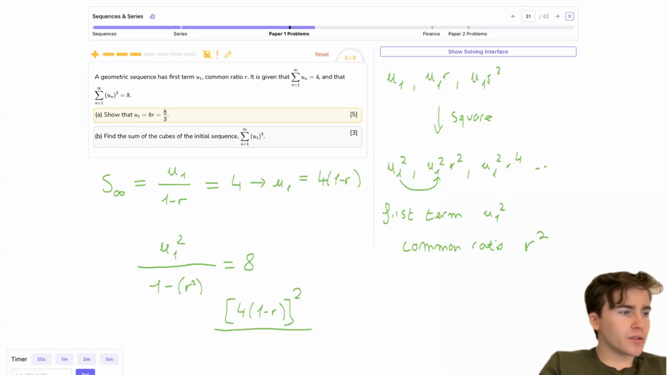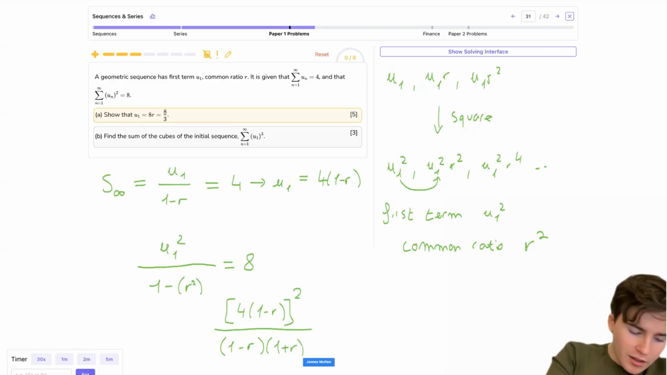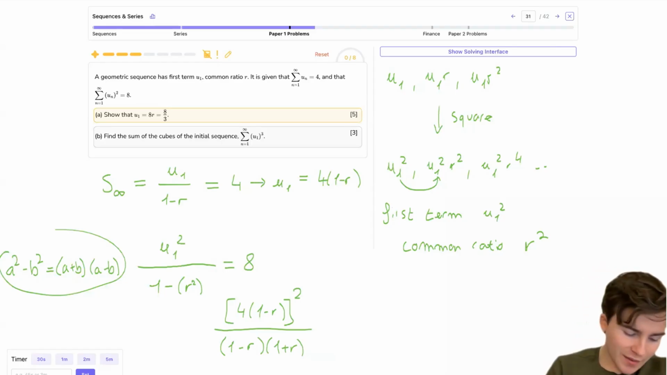And here is sort of the trick. 1 minus r squared is a difference of squares. And a difference of squares, a squared minus b squared, is a minus b times a plus b. So this is 1 minus r times 1 plus r. I'm just going to make a note: a squared minus b squared is a plus b, a minus b.